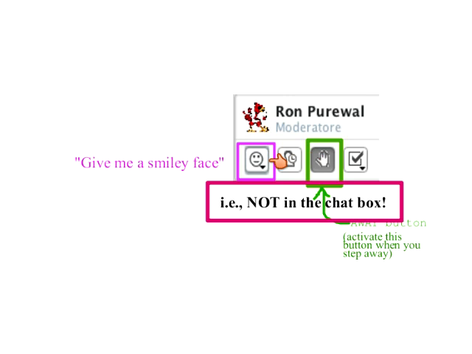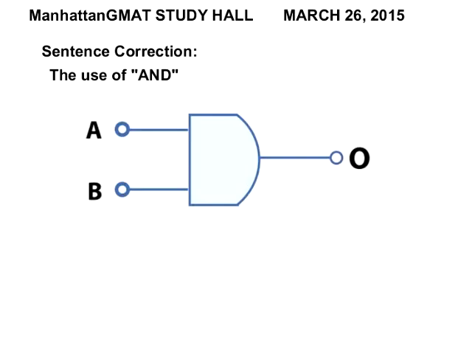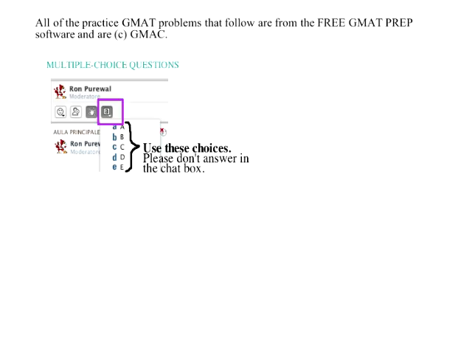All right, let's go ahead and start. Today's topic is going to be the use of "and" in sentence correction. As always, we have to start you off with a notice of copyright. All the problems that we're going to use today are from the GMAT Prep software, the free version, the freeware version, not the paid one, which is copyright GMAC, free for distribution, blah, blah, blah.